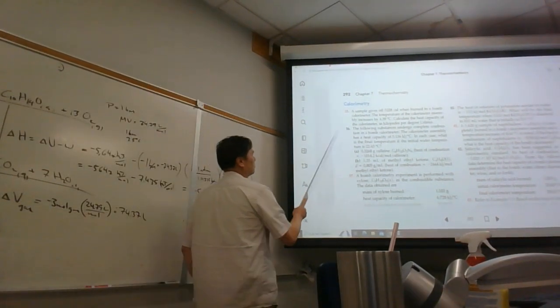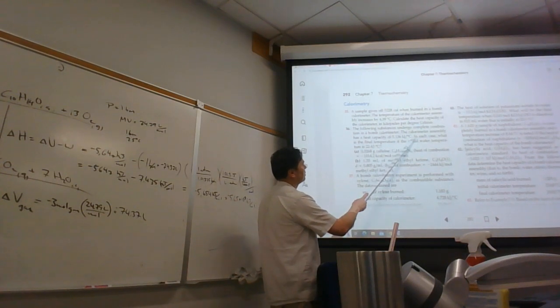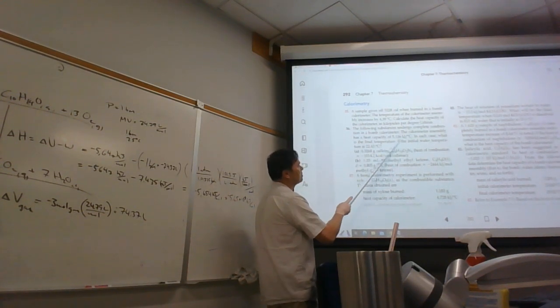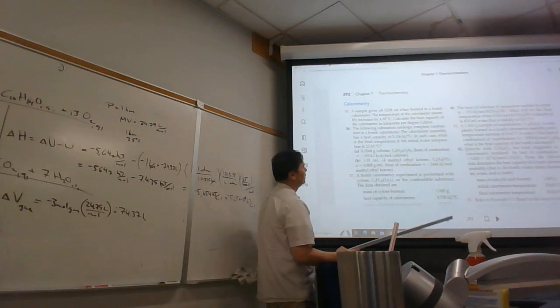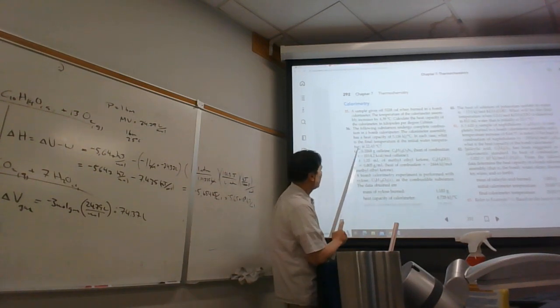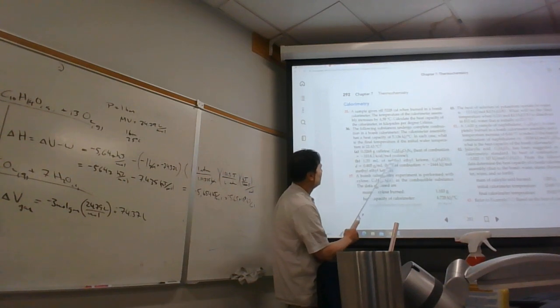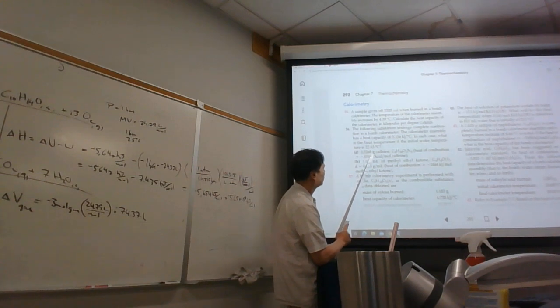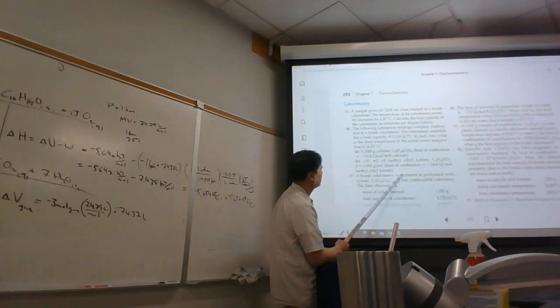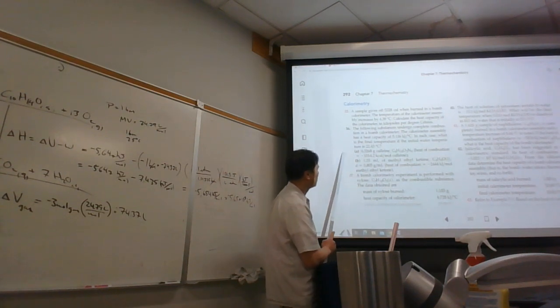Number 36, the following substance undergoes complete combustion in a bomb calorimeter. The calorimeter assembly has a heat capacity. In each case, what is the final temperature? So here we have how many grams of caffeine we're burning, and they tell us the heat of combustion of caffeine. If this is the heat of combustion, then we know how much heat is released per mole. And we have how many grams, so we'll go from grams to moles to kilocalories, and then figure out what the temperature increase should be. So that's a different type of calculation.